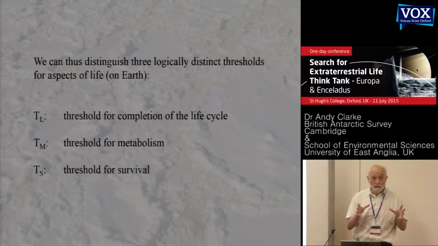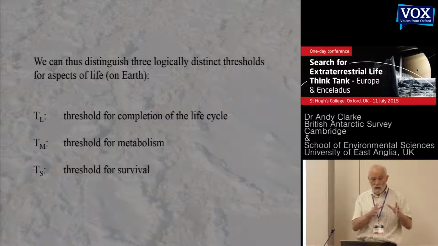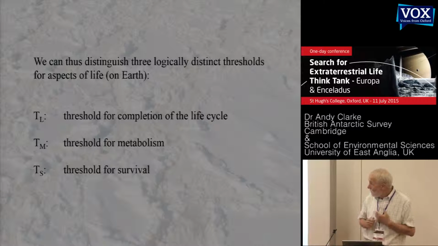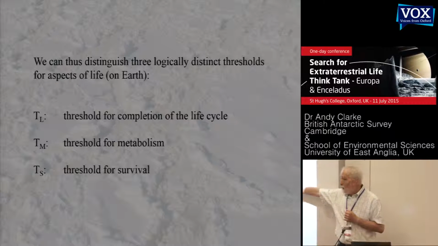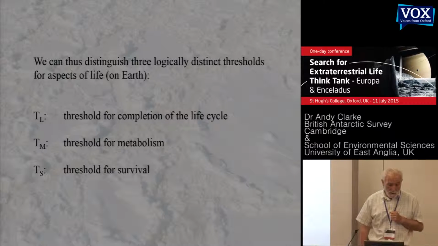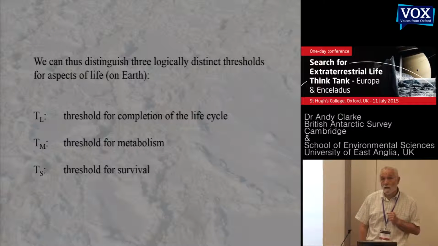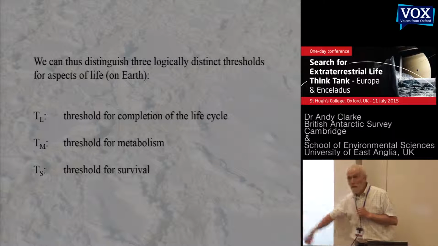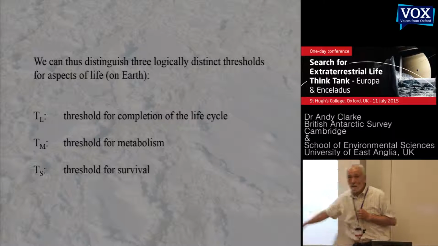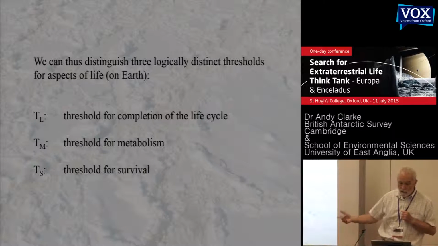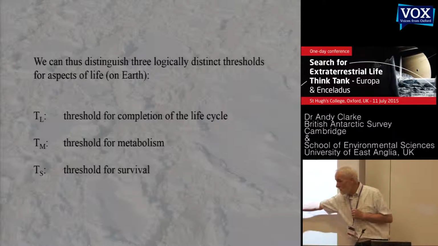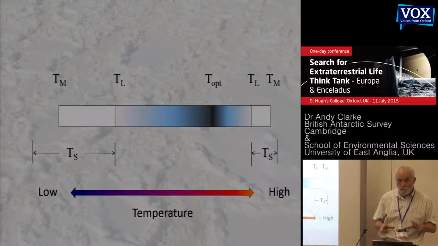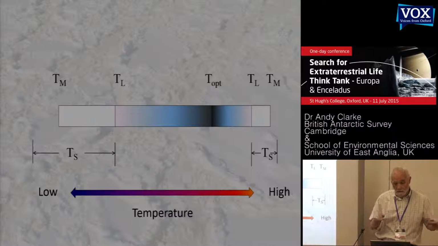Because of that, it enables us to distinguish three quite distinct thresholds for aspects of life on Earth. There is a temperature threshold within which, or above which or below which, you can complete your life cycle. There is a separate temperature threshold for metabolism. Those two are not necessarily the same. And there is a third temperature threshold, which is simple survival. And those three are logically and often practically distinct.